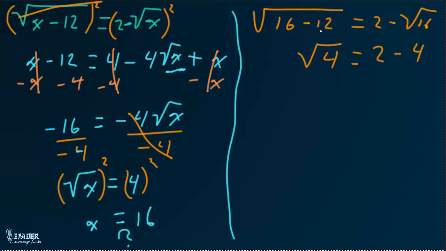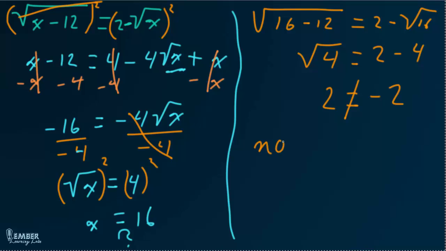Oh, we can already see this is probably not going to work. In fact, if you were there, you'd probably have enough information. But let's continue on down. Square root of 4 is 2. 2 minus 4 is negative 2. 2 does not equal negative 2, so therefore there are no real solutions to this equation.